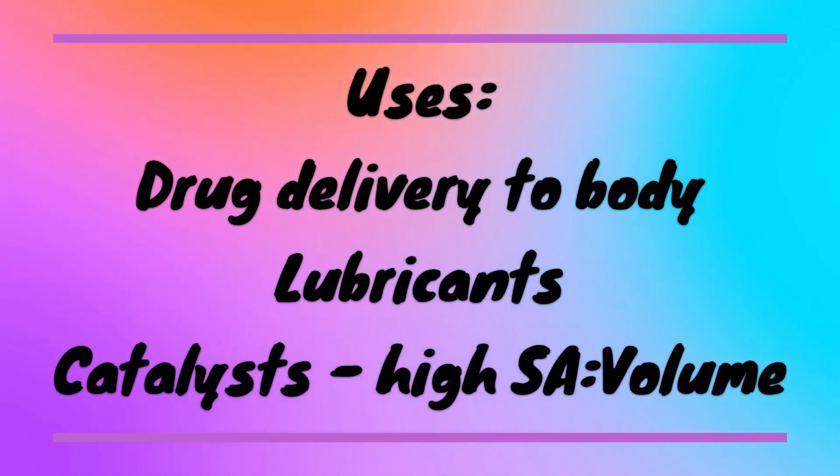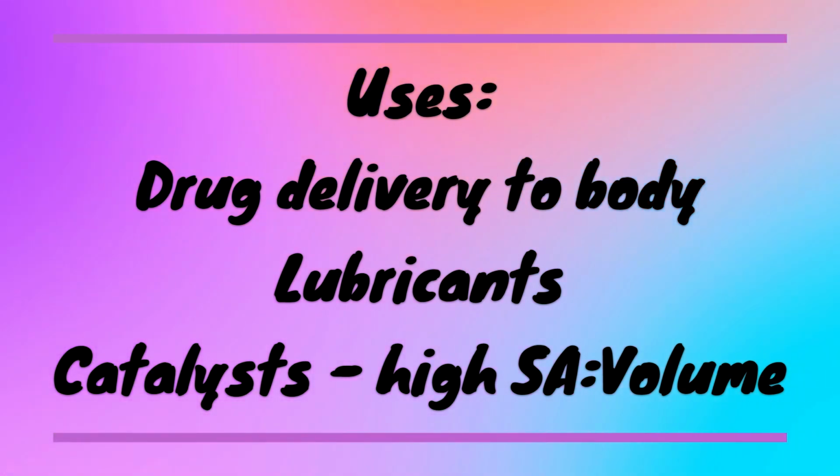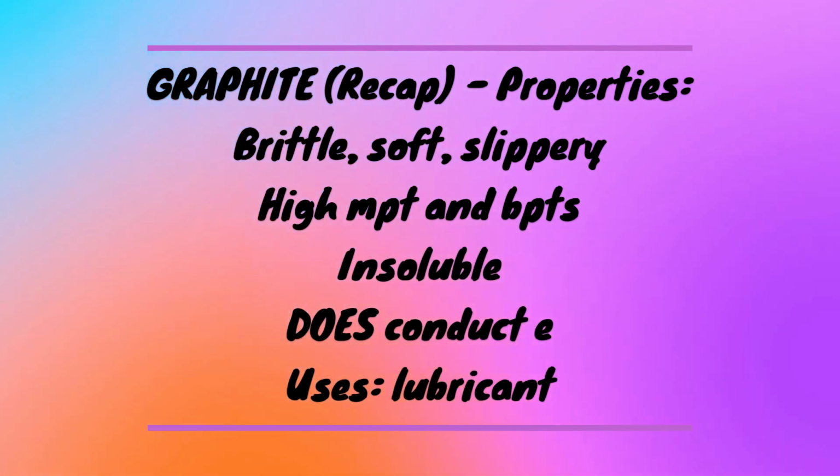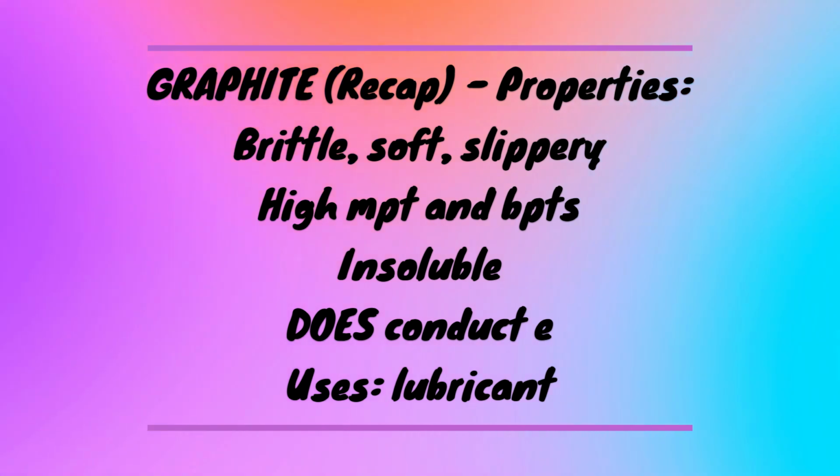They can target specific cancers, lubricants just like graphite, and catalysts, and this is because they have a very large surface area to volume ratio. Properties of graphite: it's brittle, soft and slippery. It has a high melting and boiling point. It's insoluble in water, and it conducts electricity, as its free delocalized electrons can move between the sheets and carry charge. It can be used as a lubricant because the sheets can slide over each other.